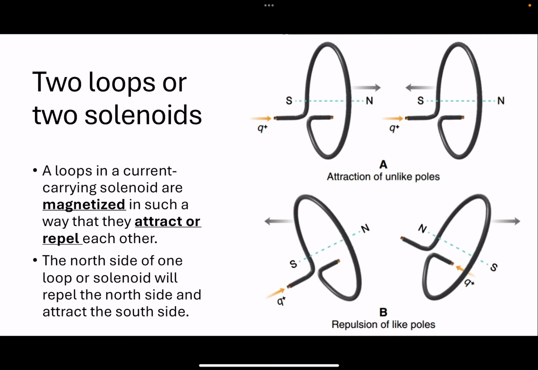So if you look here on top, we have a loop in a current carrying solenoid. They're magnetized in such a way to attract or repel each other. Look at the top. We have the currents flowing in the same direction, and they're oriented in such a way that the north-seeking face of one is oriented towards the south-seeking face of the other. They will be attracted. If we have it the other direction, you can see the current is going in kind of like they're going in towards each other, so that the north faces are facing each other, they will be repelled.